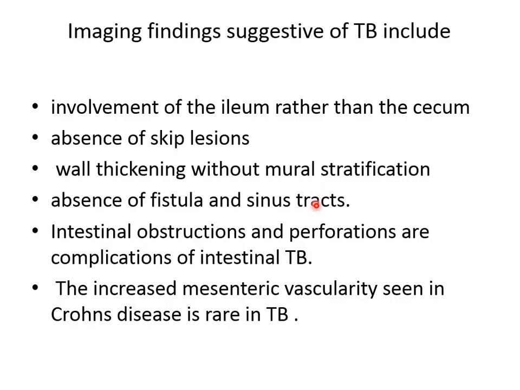We should differentiate TB from Crohn's disease, and these are some features suggestive of TB: involvement of the ileum rather than the cecum, no skip lesions, no mural stratification, and no fistula or sinus tract. Crohn's disease will show more increased mesenteric vascularity, the comb sign. But TB will cause more intestinal obstruction and perforation.